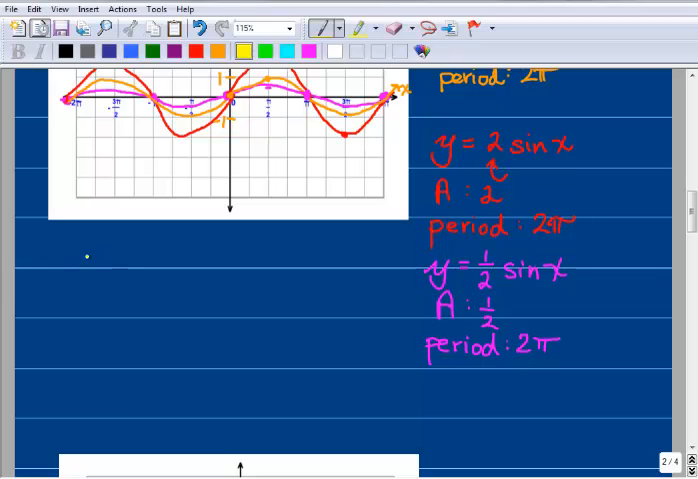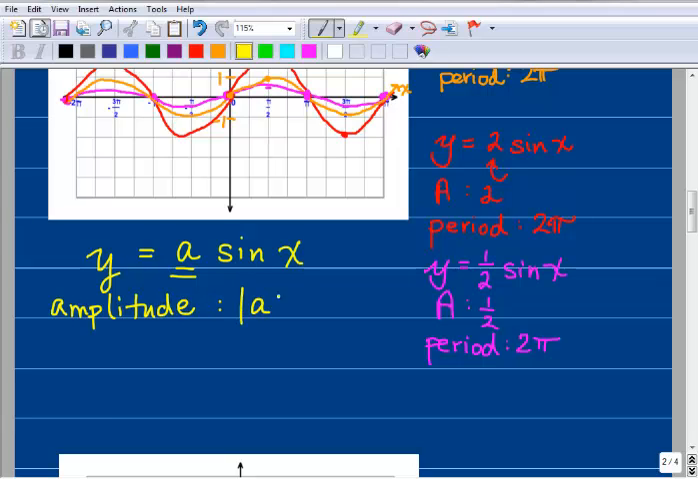So the effect that we've observed here is that when we take a function like sine x and place a constant in front of it, we know that this constant will change the amplitude of the graph. So our new graph will have an amplitude of the absolute value of a. And I didn't do an example where a was negative, where we actually reflect the graph over the x-axis. But if that's the case, amplitudes are positive no matter if the coefficient in front here is negative or positive.